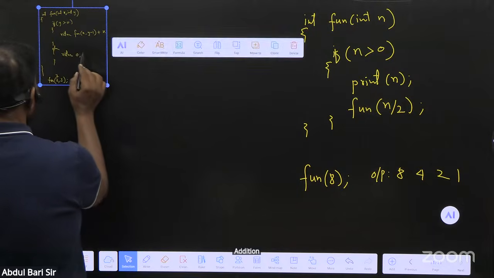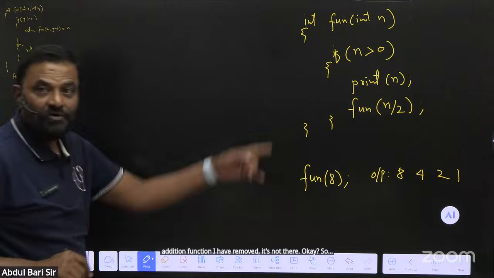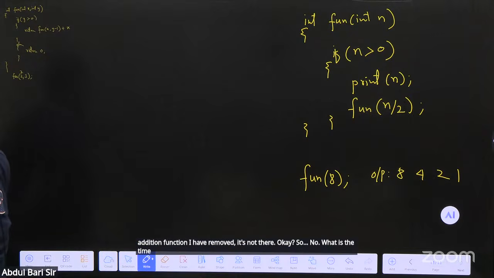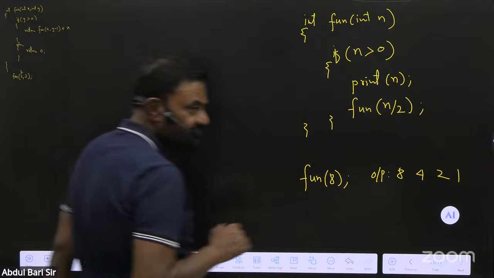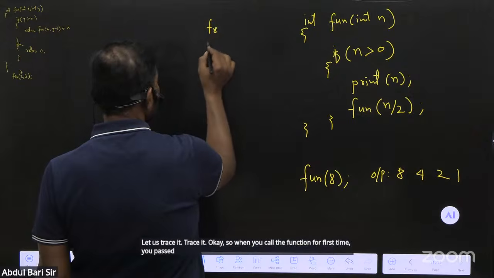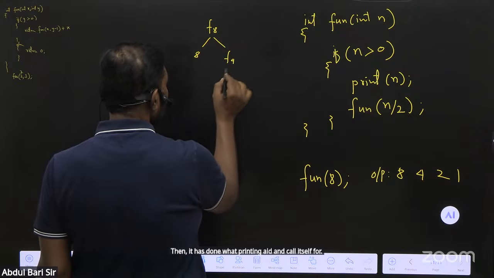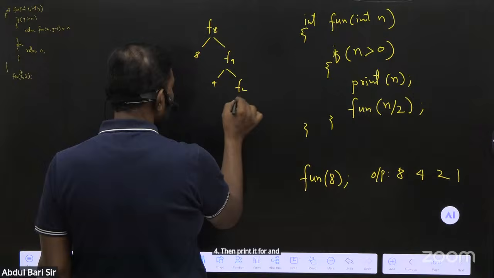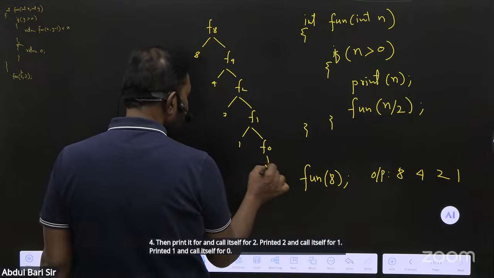Addition function I have removed. It's not there. So now, what is the time taken by this function? Let us trace it. When you call the function for the first time, you passed 8. Then it has printed 8 and called itself for 4. Then printed 4 and called itself for 2. Printed 2 and called itself for 1. Printed 1 and called itself for 0. For 0, it doesn't go further.